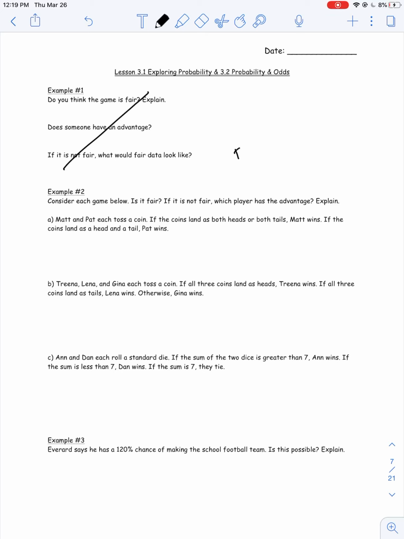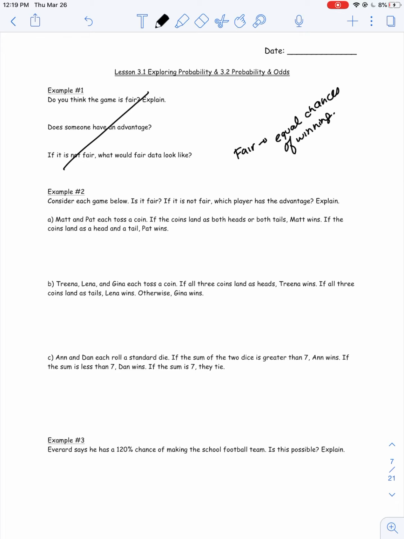Example number 2: for something to be fair, each individual playing a game should have equal chances of winning. In example number 2, we're going to figure out if the games are fair or not, and who has the advantage. If it's not fair, we want to figure out who is most likely going to win the game, and then explain using the math. So let's look at Matt and Pat.